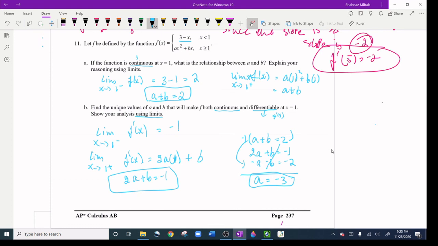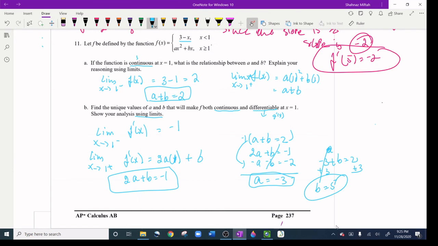So I'm going to plug in a. a is -3, so -3 plus b equal 2. I'm plugging into the top equation. Adding 3 to both sides, it's going to give me b equal 5. So I got a and b.